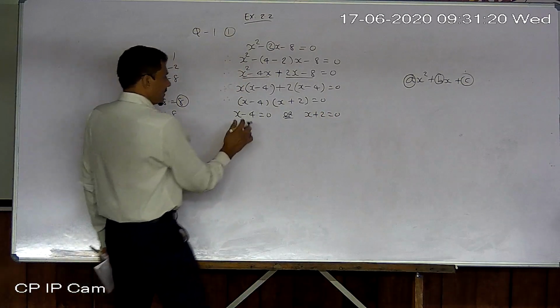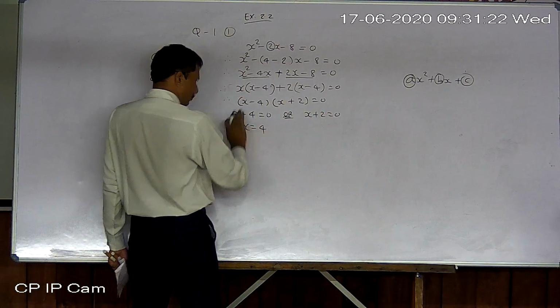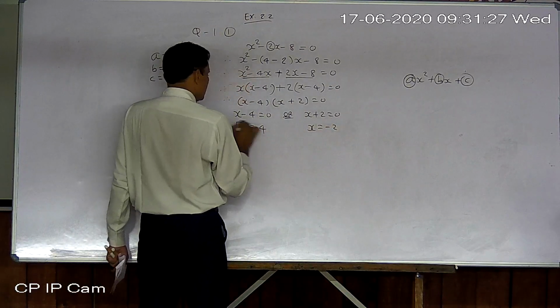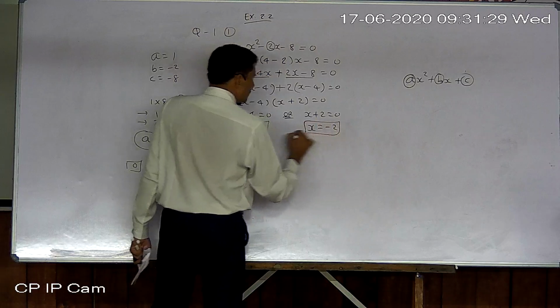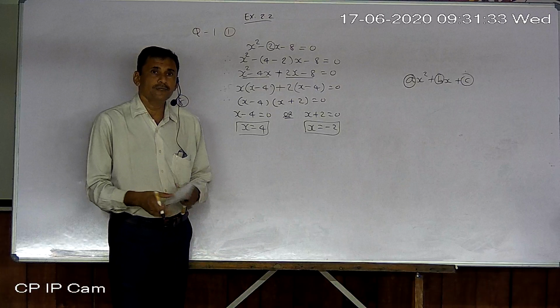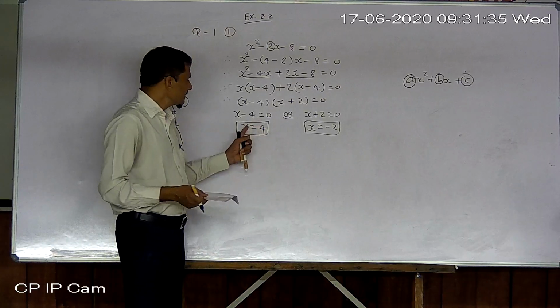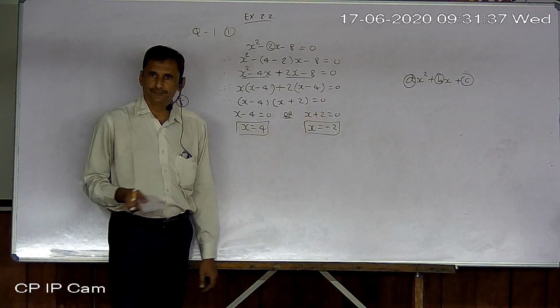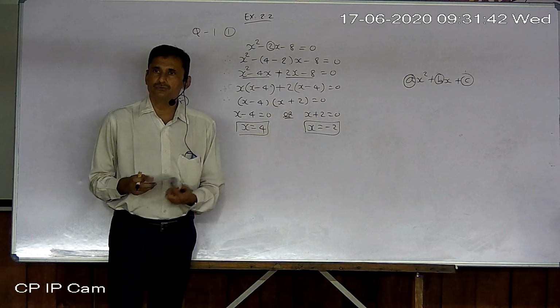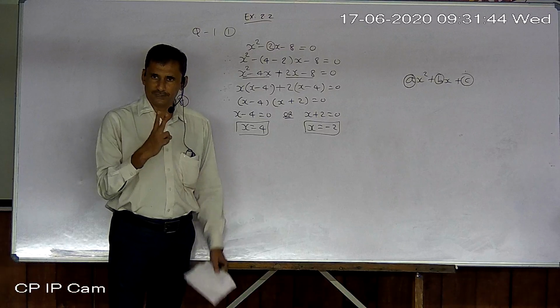Okay. X equal to 4, 0 plus 4. X equal to 0 minus 2, minus 2. So we got two zeros. The values of those zeros are 4 and minus 2. Okay, so two zeros are there.